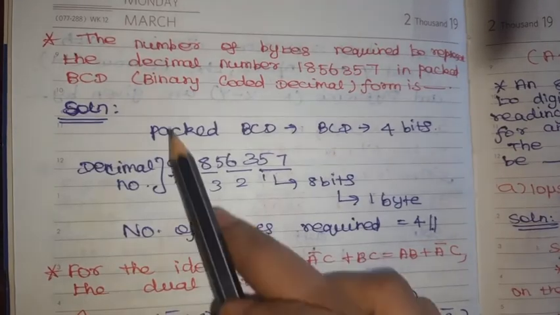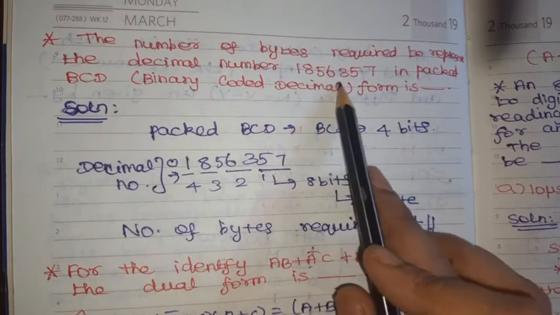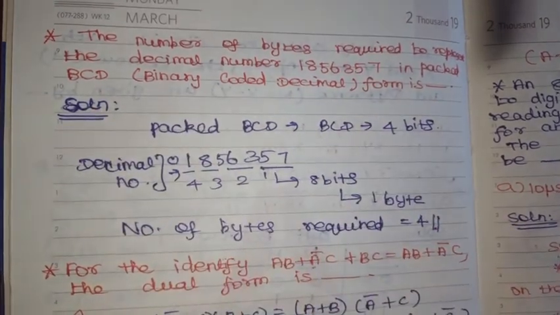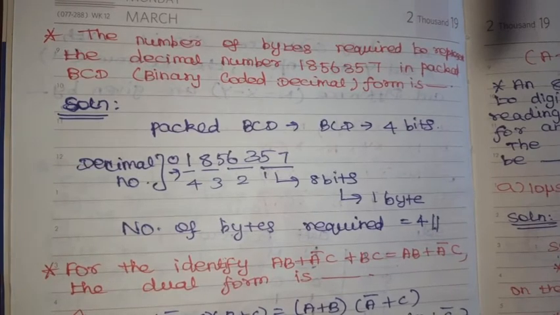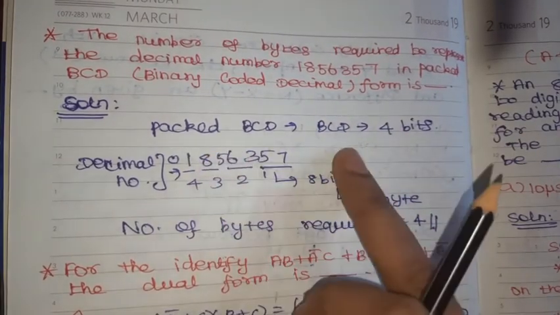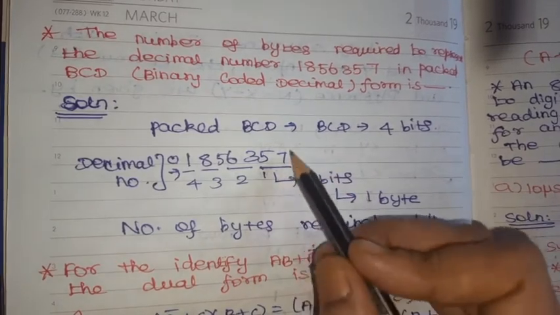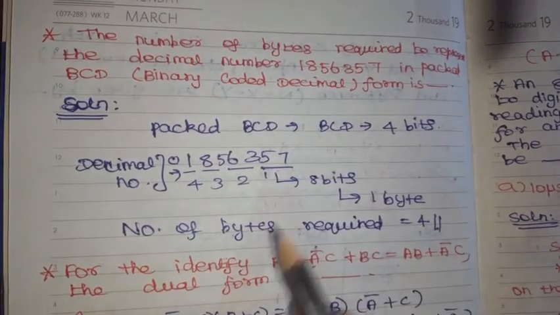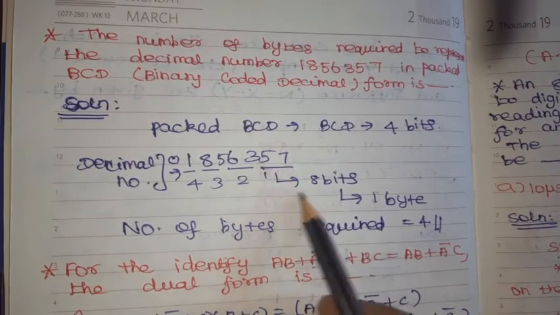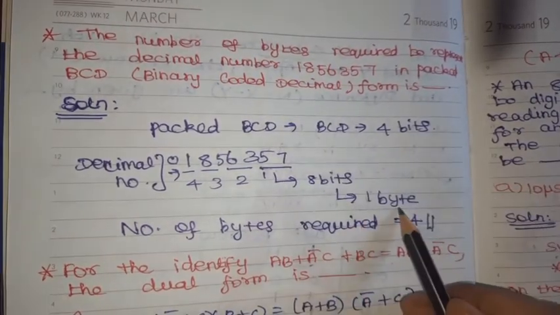Then the number of bytes required to represent the decimal number 1856357 in packed BCD, binary coded decimal form, we need to find out the number of bytes required to represent this decimal number. Packed BCD means every digit can be represented by 4 bits. So for a 2 digit number it will come to 8 bits. So 8 bits is nothing but 1 byte.